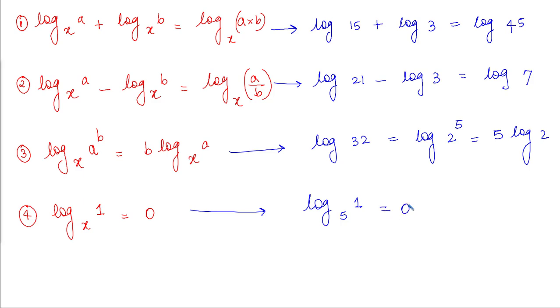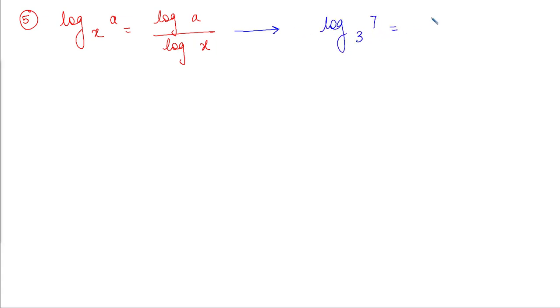Let's have a look at a few more properties. Now property number 5, the base change properties. If I say log of a to the base x, it is equal to log of a divided by log of x. On the right hand side I did not write base, means base is by default 10. For example, if I say log of 7 to the base 3 is equal to how much? Log of 7 divided by log of 3. On the right hand side I did not write base, means base is by default 10.